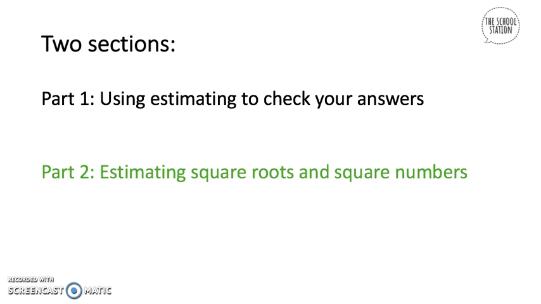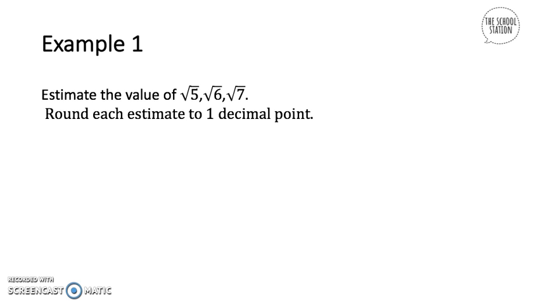So first of all, I'm going to start off with an example. We're asked to estimate the value of square root of 5, square root of 6, and square root of 7. The way I know that this is a square root is because it doesn't have any number in it. If it had a little 3 next to it, then it would have been the cube root of 3. But if there is no number, or if there is a little 2, then it is a square root. So since there is no number, we know that it is a square root.